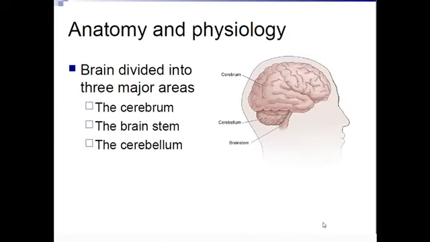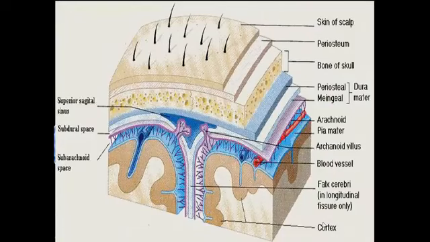This is the figure depicting the anatomy. The brain is divided into three major areas: the cerebrum, the brainstem, and the cerebellum. This is an anatomical figure showing the skin of the scalp, periosteum, bone, periosteal and meningeal dura mater, arachnoid, and pia mater. And this is the brain tissue, falx cerebri and cortex. This is the cortex, the superior sagittal sinus, the subdural space, and the subarachnoid space.